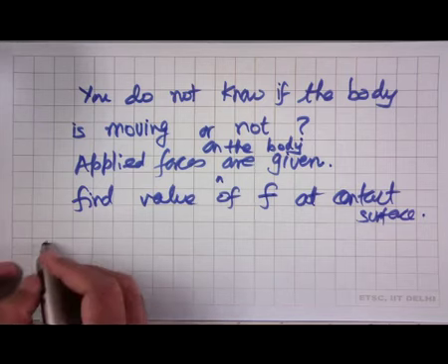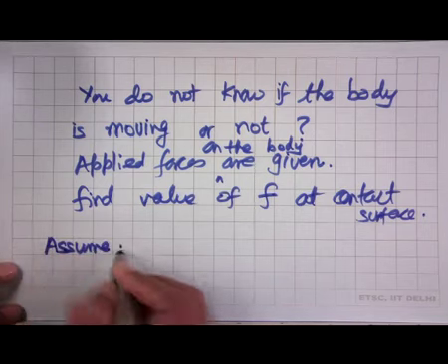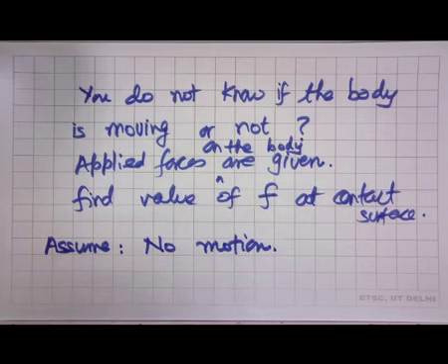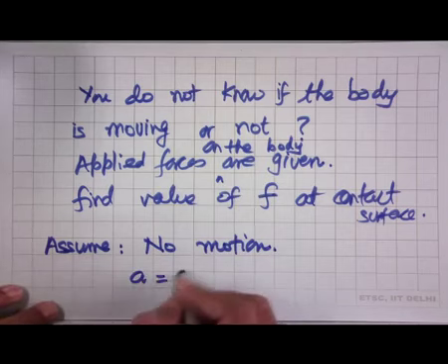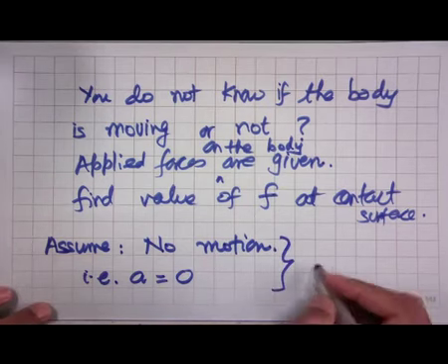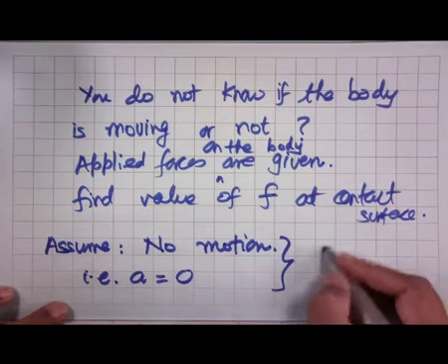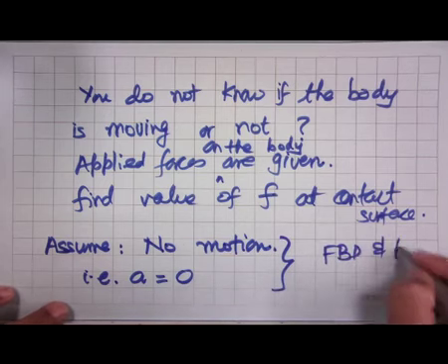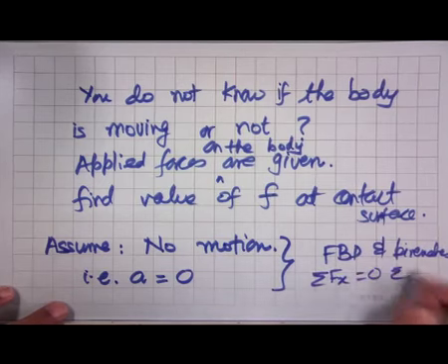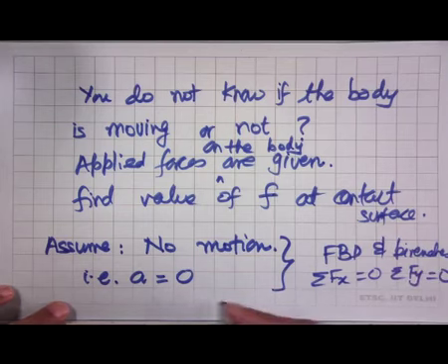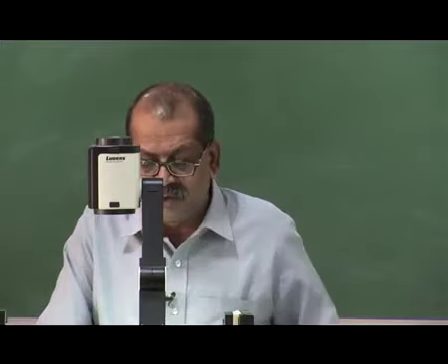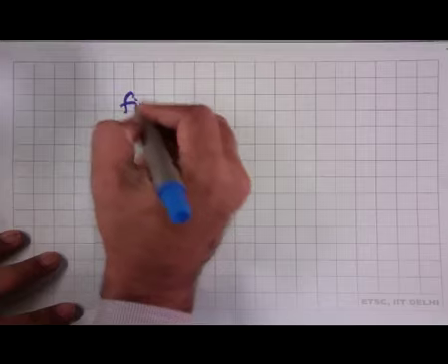So what we do is, first we will assume that there is no motion. We assume the system is at rest, and then that means acceleration is equal to 0. So when we do that, now from our free body diagram and kinematics, where acceleration is 0, what we will get is sigma fx is 0, sigma fy is equal to 0. Using sigma fx is equal to 0 and sigma fy is equal to 0, we find the value of f.